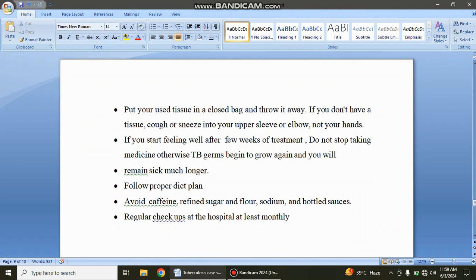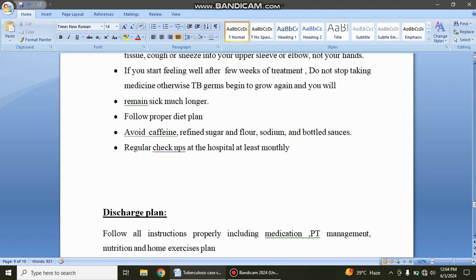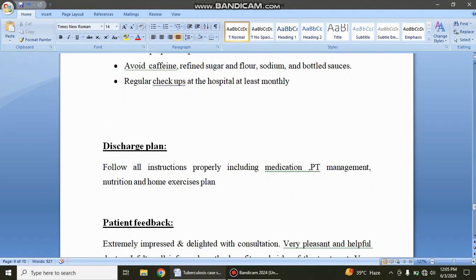If you start feeling well after a few weeks of treatment, do not stop taking medication. Otherwise, TB germs begin to grow again and you will remain sick much longer. Follow a proper diet plan. Avoid caffeine and refined sugar. Regular checkups at the hospital at least monthly. Discharge plan: follow all instructions properly, including medication, physiotherapy management, nutrition, and home exercise plan.